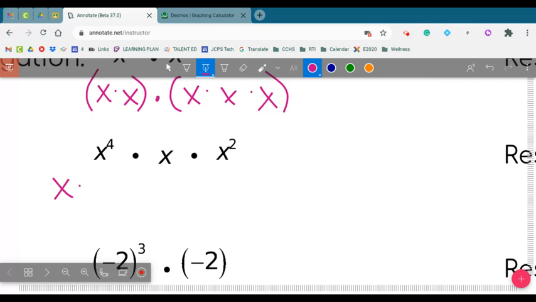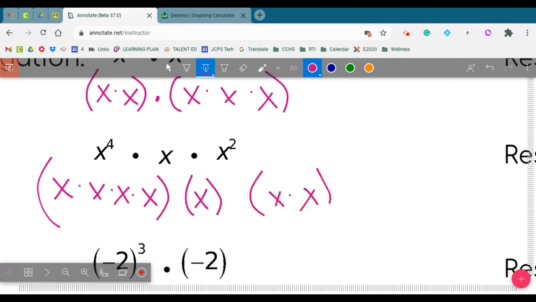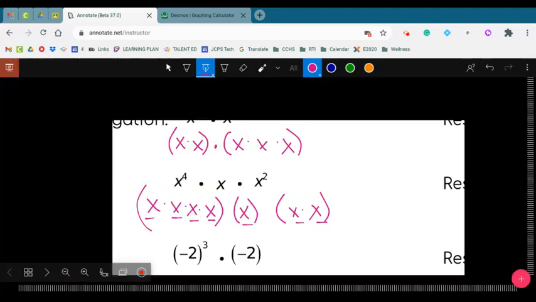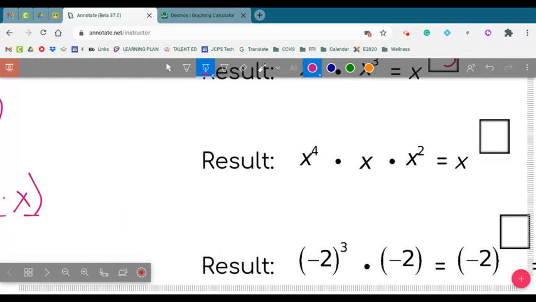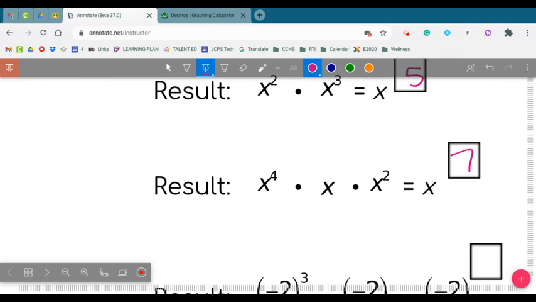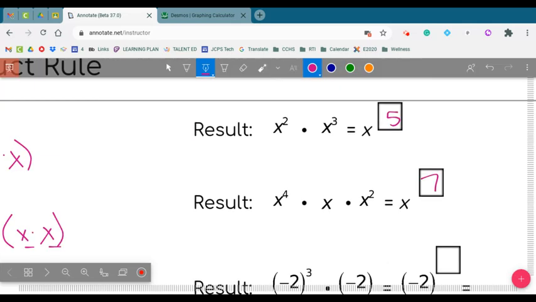We have x times x times x times x. That's our first one. Second one is we have x. And then our last one is we have x times x. So altogether I have 1, 2, 3, 4, 5, 6, 7 x's. So my result would be 7. So I want you to see what is happening to my exponents. I hope you see that, oh, we're adding them. So we have 4 plus 1 plus 2.